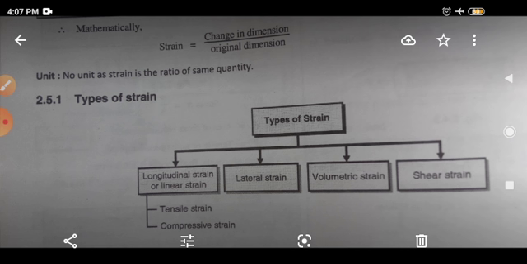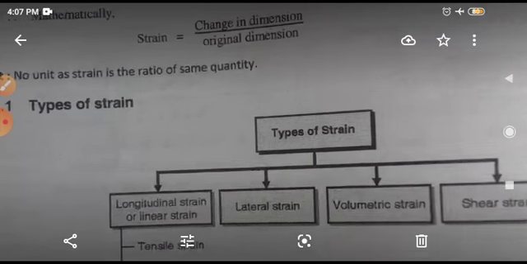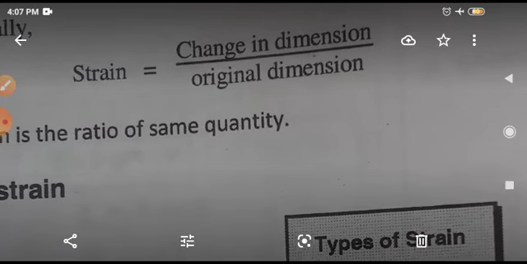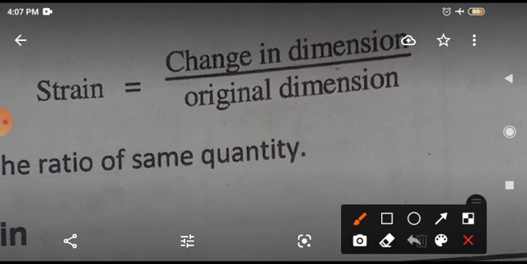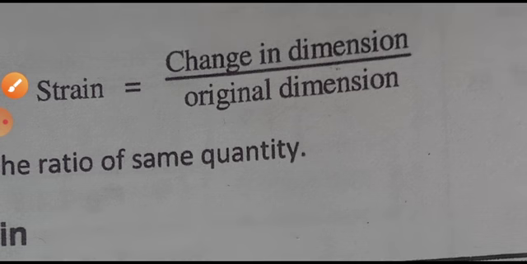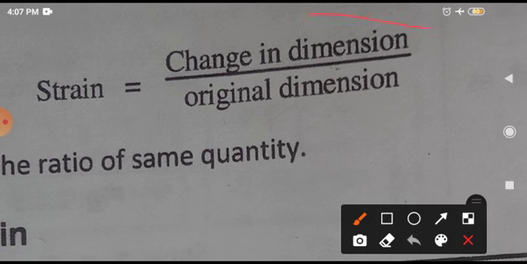Now the next thing is what? Strain. These are also of several types, let's see one by one. First, see what is meant by strain. If you can see here, strain is the change in dimension upon original dimension. This is meant by strain. This is called strain.